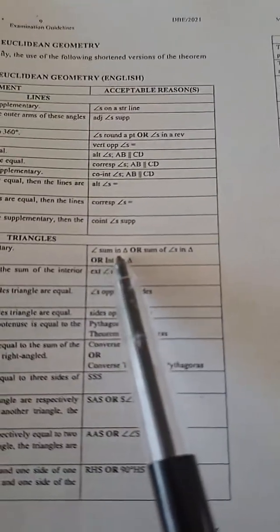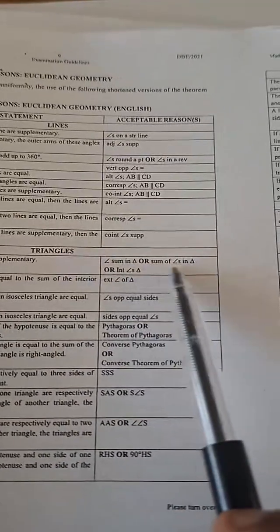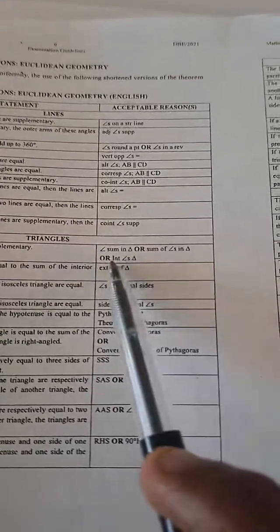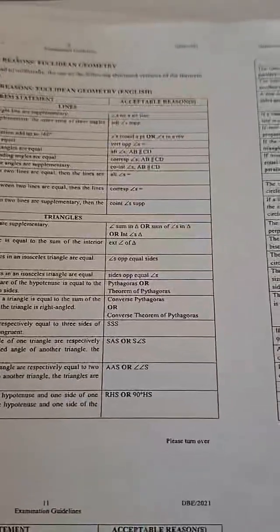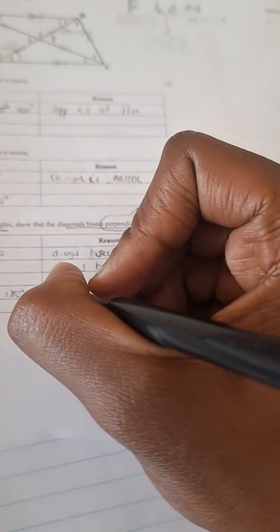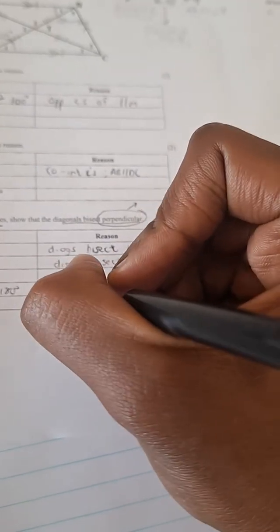What's the reason? Now, guys, remember I said to you there are 3 acceptable reasons that we can use. We can use angle sum in triangle. We can use sum of angles in the triangle. We can use interior angles of triangle. So you decide. So me, I will say angle sum in triangle.